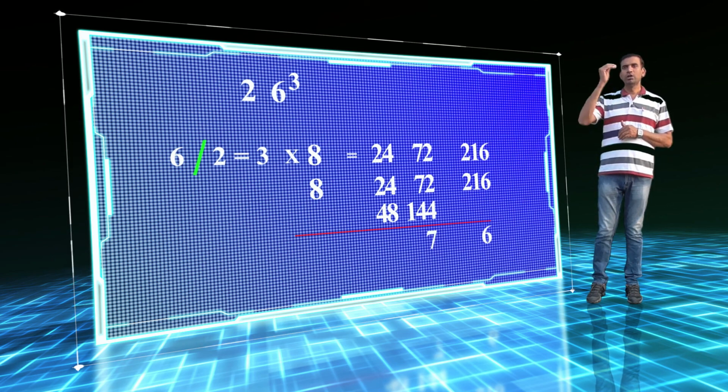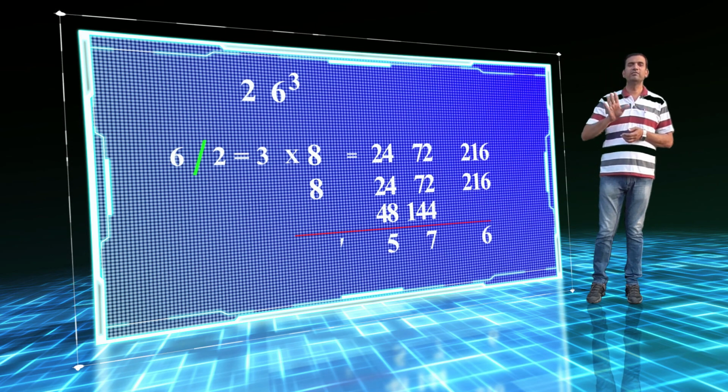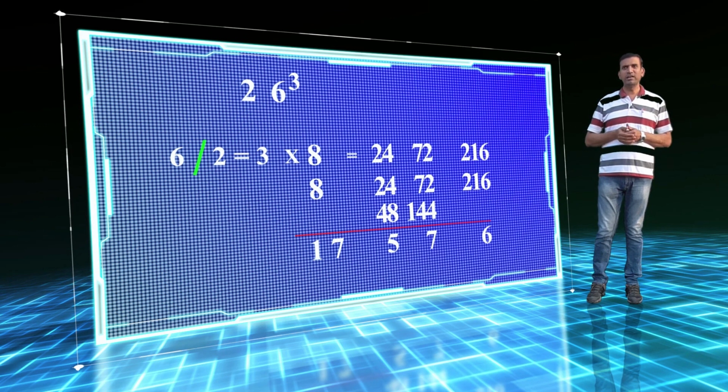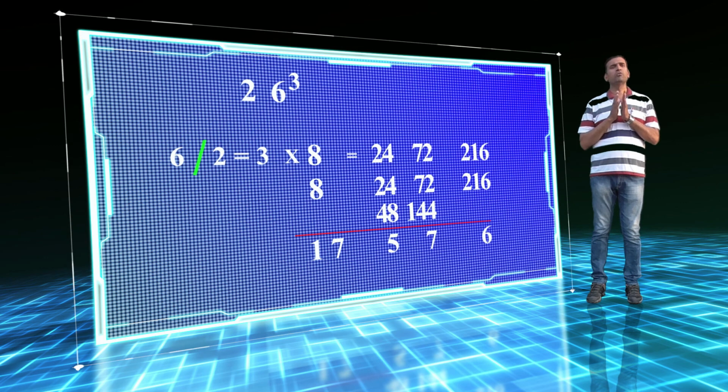Now 23 plus 24 plus 48. The result is what? 95. Write down 5, carry 9. Now finally 9 plus 8, 17. So that is your result. So 26 cubed is 17576.